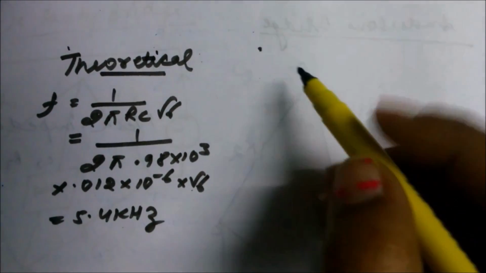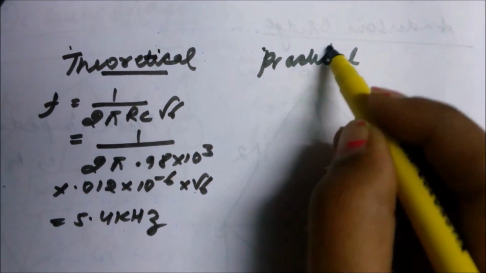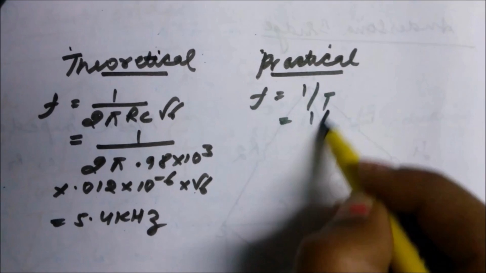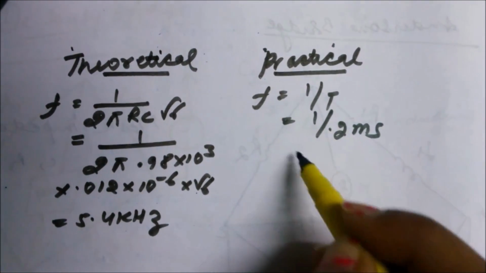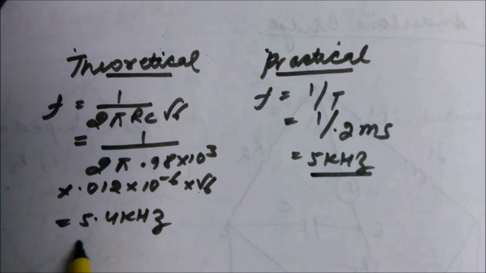Now calculating the practical frequency. As calculated the time period from the CRO, we got the time period as 0.1 millisecond for time base into two boxes, which is 0.2 milliseconds. We get frequency as 5 kilohertz.